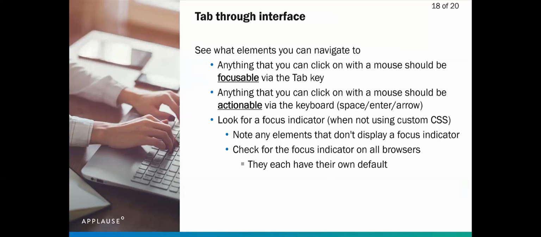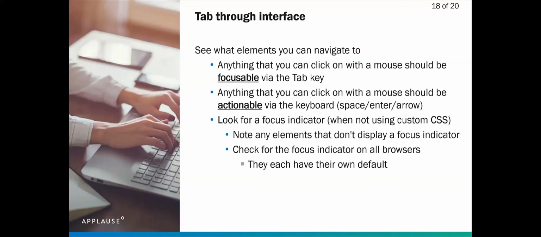So anything you see on the page that you can click on with the mouse should be focusable with the tab key, right? So you should be able to tab through the interface, and the focus should be able to land on that element that you can normally click with the mouse. And then again, anything that you click on with the mouse should also be actionable through the keyboard. So as I tab through the interface and get to the various elements on the page, and if it's something that I can interact with, whether it's clicking it or expanding it or whatever the case may be, I should be able to interact with that element using the keyboard. That could be the space key or the enter key or the arrow keys.